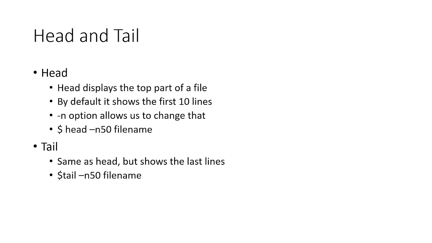Head and tail. If you want to see the top lines or any number of lines from the beginning or the end, these two commands are very helpful. If we give head only and the name of the file, it will by default show you 10 lines. But if we give the option -n, so head -n 50, it will display the top 50 lines of that file without even opening that file. And tail -n 50 will show you the bottom 50 lines.